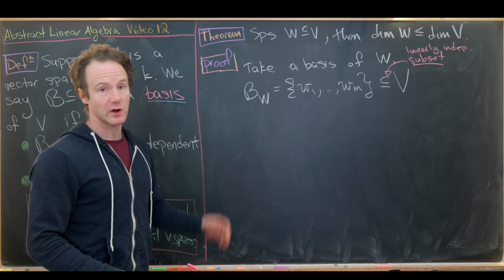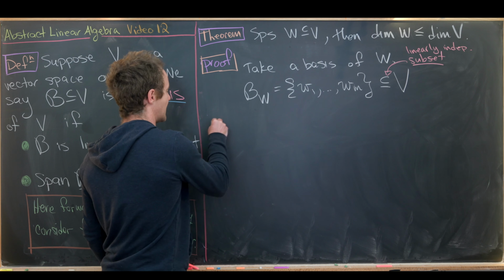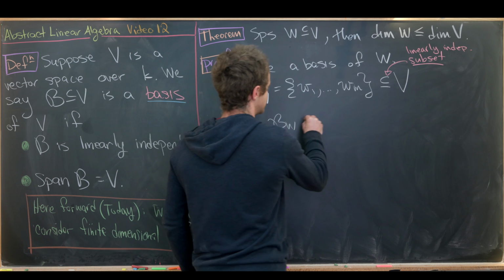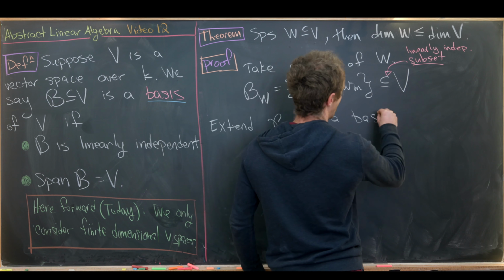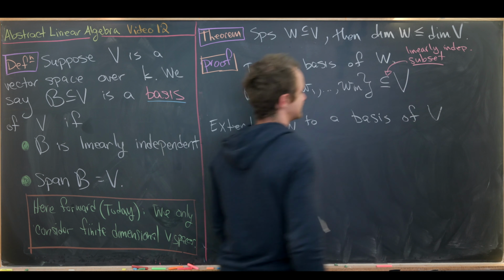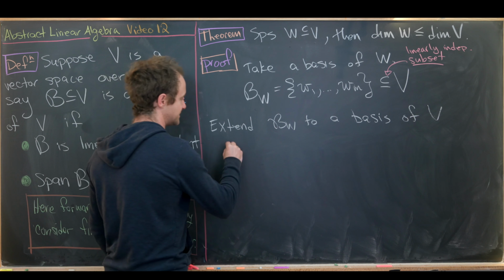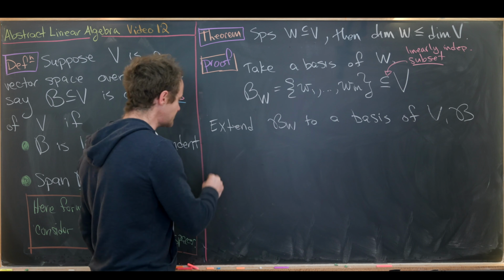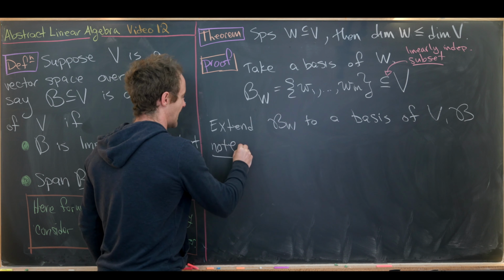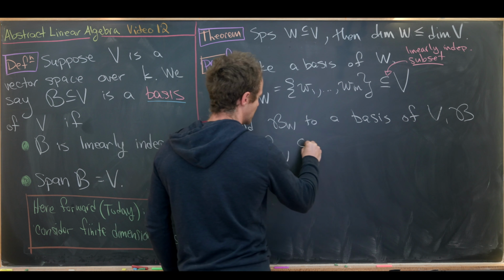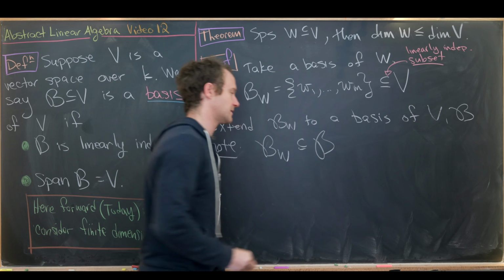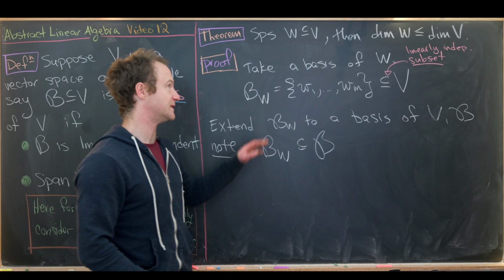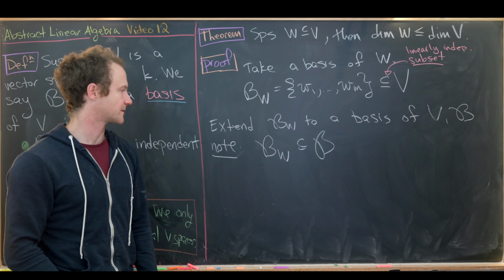Okay, so anyway, what do we want to do now? Now let's apply the last theorem to extend BW to a basis of the whole vector space V. So let's maybe call this B. Great. And now let's notice that BW will be a subset of B. Great. But these are both finite sets. We know they're both finite sets because we're in a finite dimensional space here.